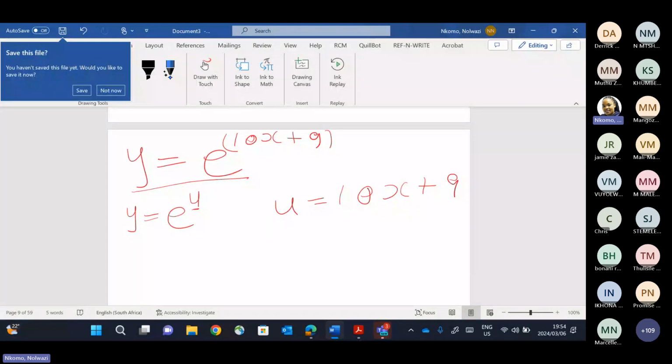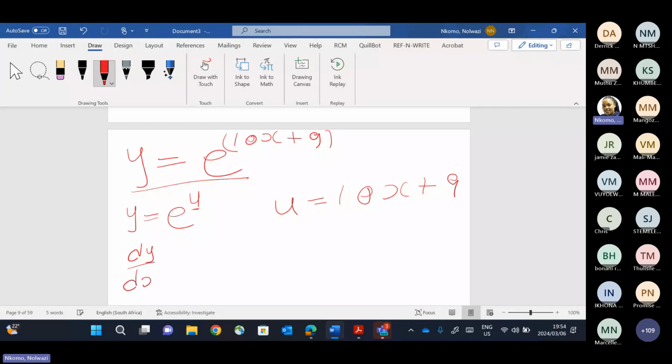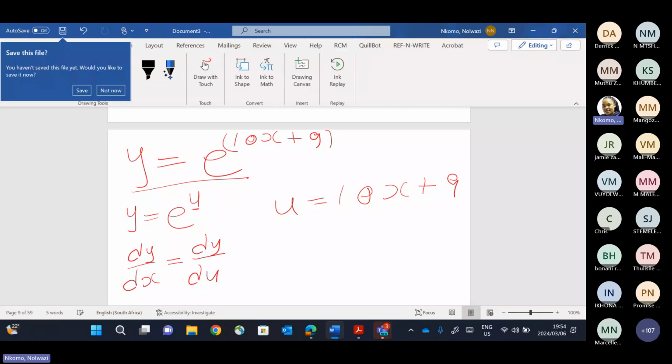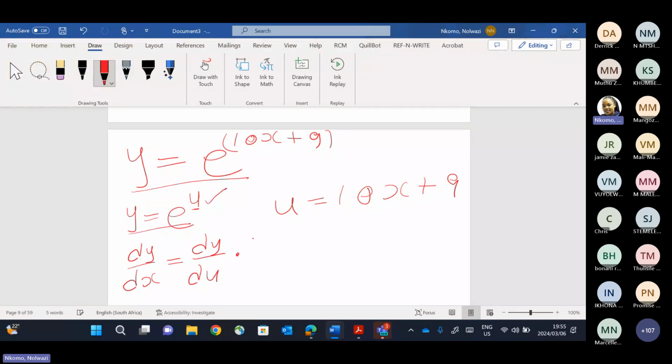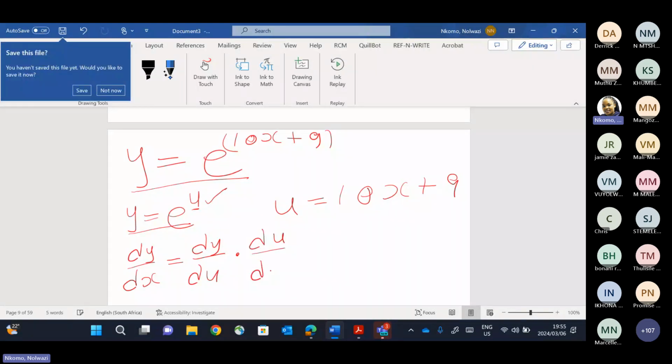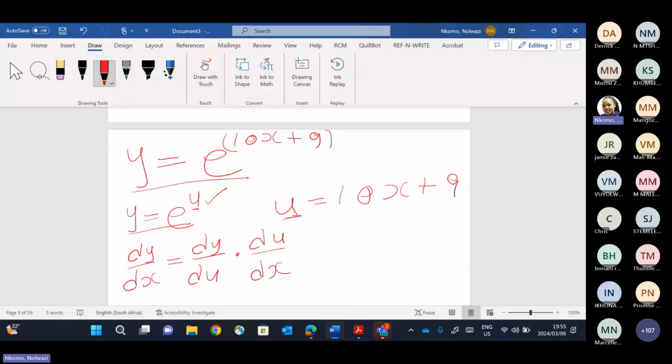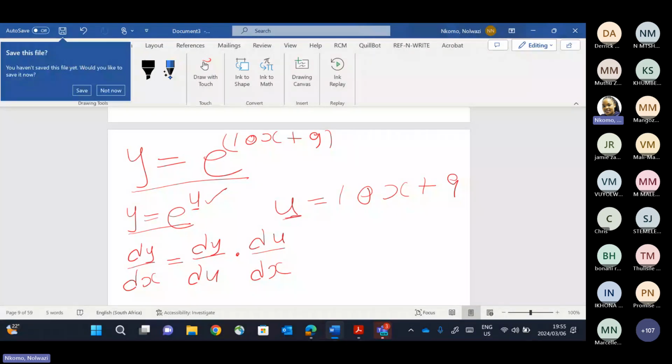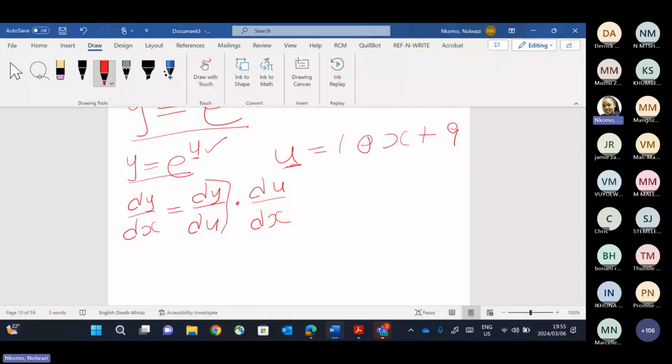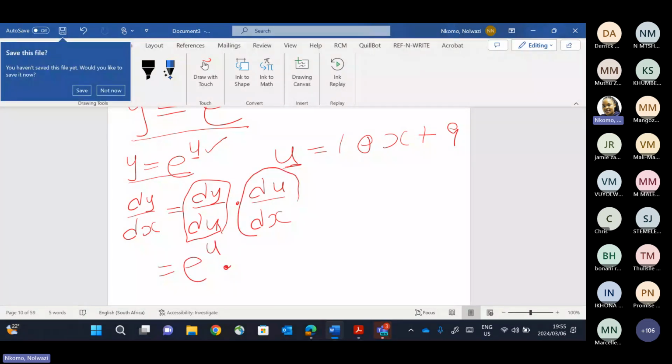Okay, the chain rule says if you have a function like this and you want to find its derivative, as in dy over dx, then your dy over dx would be dy over du, meaning you're differentiating y with respect to u, times du over dx, the derivative of the new function with respect to x. We have e to the power u. The derivative of e to the power x is e to the power x. So this part would be e to the power u times the derivative of this.